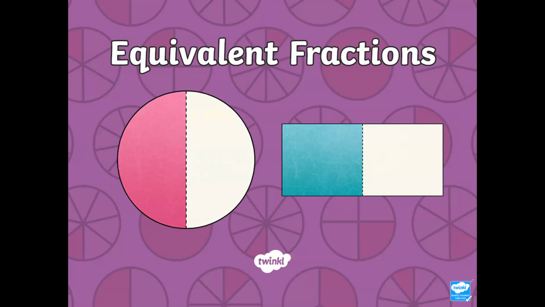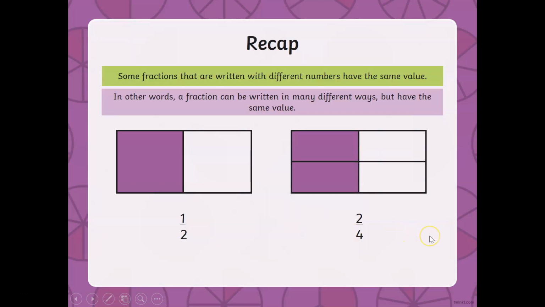Equivalent fractions. What are they? Can you name the fraction of each shape? All right. Both of these shapes are in halves. 1 of 2 or 1/2. They are equivalent, meaning they have the same value. Take a look at this.